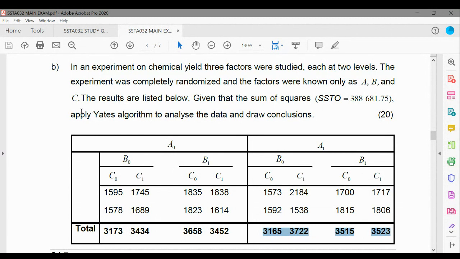Again, if you check, I said the results are listed given that the sum of squares is this. When you apply, you may find that there was a mistake and then we change it, but for now, don't worry. Apply the Yates algorithm to analyze this data. You see, I'm being specific. I don't want the sign method, the one where we use the negative and positive signs. I'm not talking about that one here.